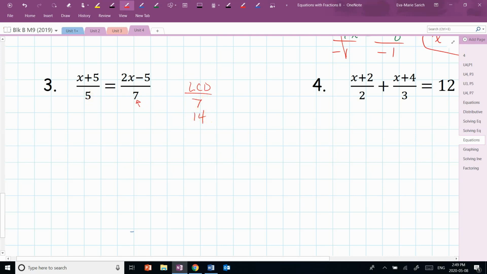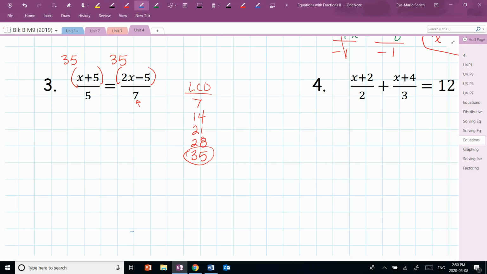Can 5 go into 14? No. The next one is 21. No. Okay, then 28, no. The next is 35, and yes. So 35 becomes our common denominator. So put a bracket around the whole top of those fractions. Okay, and now we're going to multiply by that common denominator of 35.